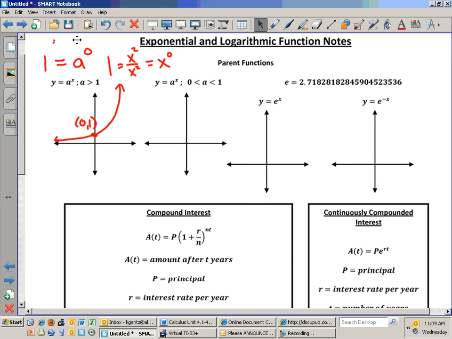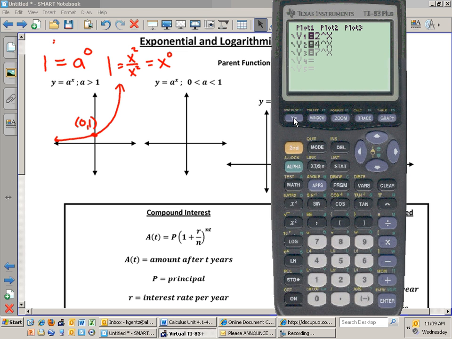Let's look at if a is between 0 and 1. So a could be, say, 0.5 or 0.9 or things like that. So let's go back into y equals, and we'll go 0.9 to the x, 0.5 to the x, and 0.2 to the x. We'll look at those 3, and we'll see how it possibly looks similar and different from what we just did. We press graph. That's 0.9 to the x. That's 0.5 to the x. And that's 0.2 to the x.